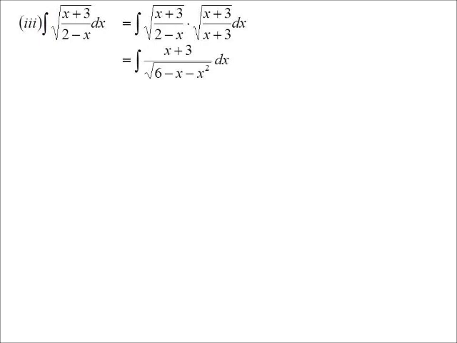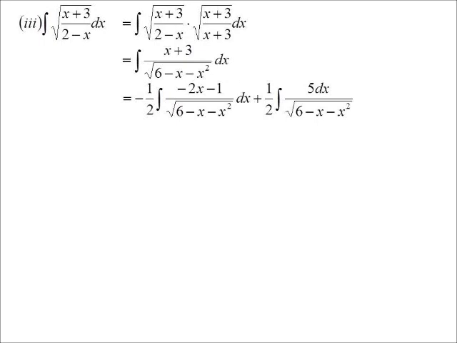Now, you might be looking at this and thinking, hang on, there's no quadratic. But there will become one. What we're going to do here, instead of rationalising the denominator, I'm going to rationalise the numerator. And when I do that, I get a question like the last one, where I've got a linear function on the square root of a quadratic. So I'm going to split that into two integrals.